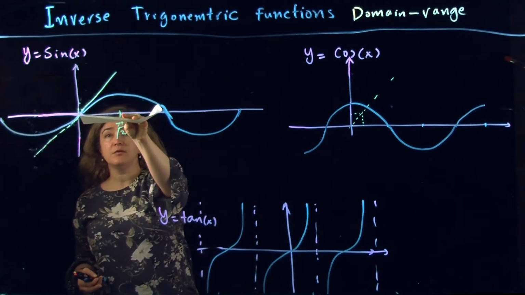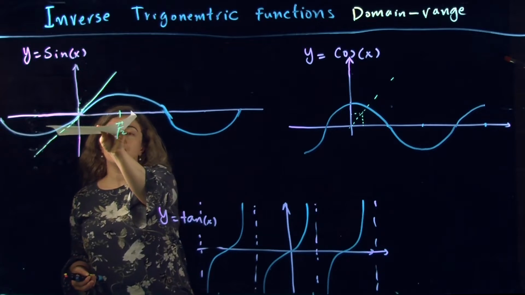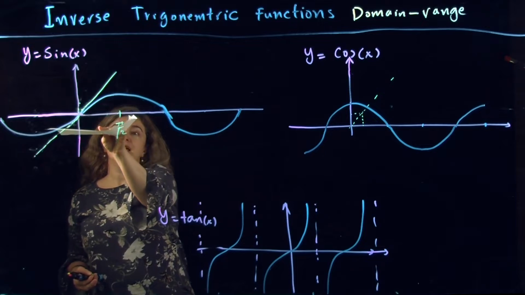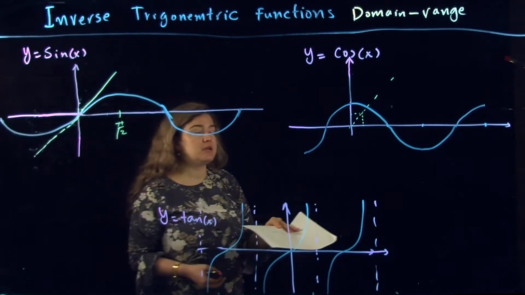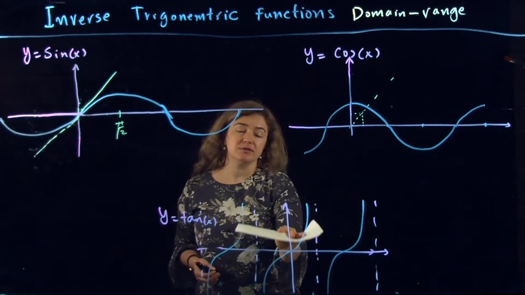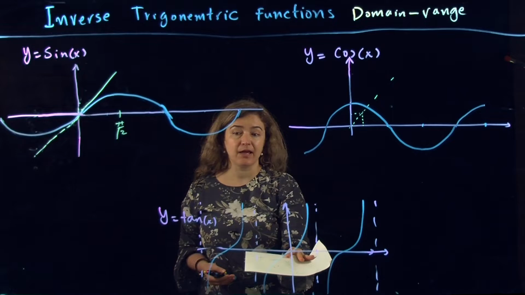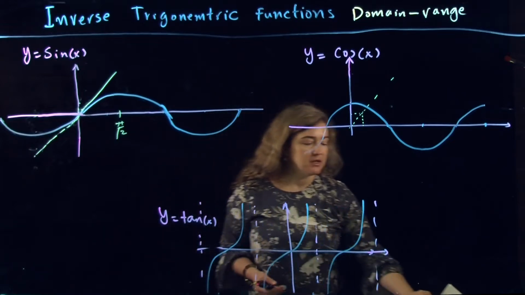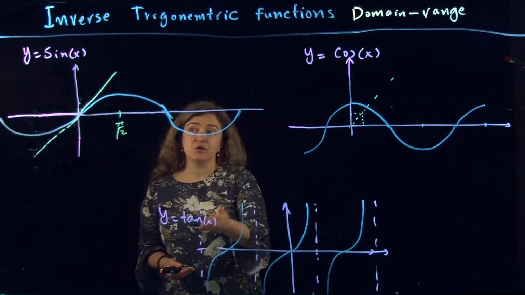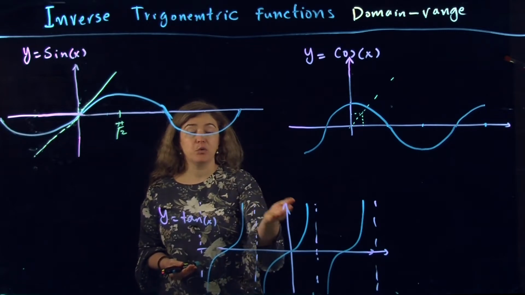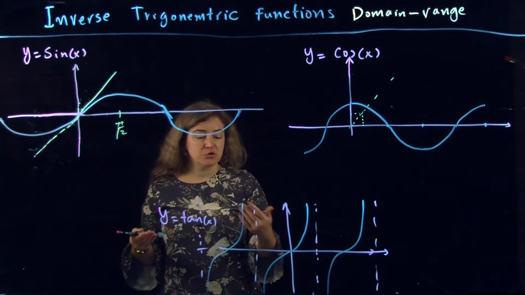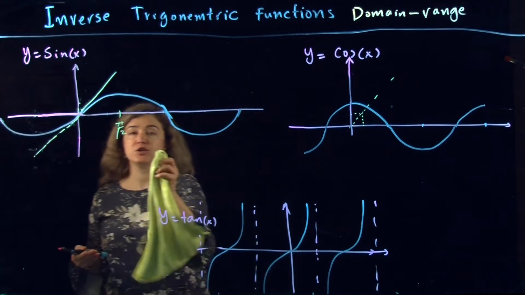So any horizontal line from y equals -1 to y equals 1 is going to intersect this infinitely many times. Same thing for cosine. Any horizontal line will intersect tan of x infinitely many times. So to find the inverse, we can't have a non-one-to-one function. Therefore, we have to restrict the domain to make it into a one-to-one function.